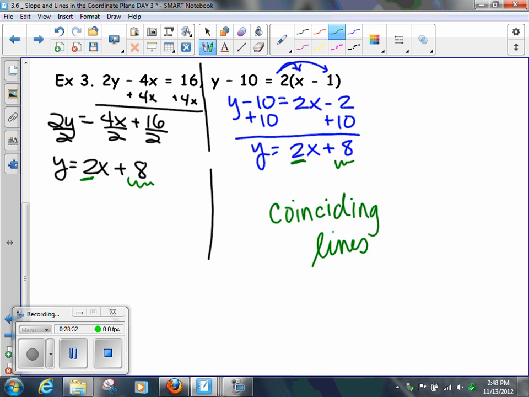Coinciding lines. What's that mean? Look at your slope. What's your slope? They're the same. It's the same line. It's just like having 4 quarters and a green dollar bill. What is each of those amounts equal to? $1. They look different, but it's still the same thing. These two equations started out different. That's like your 4 quarters. That's like your $1 bill. It still equals the same thing.